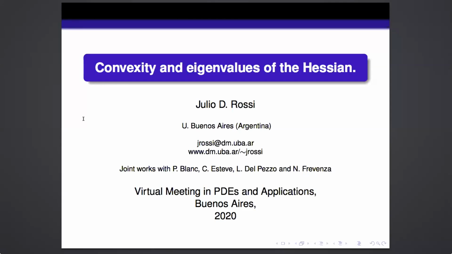The talk is about convex functions and convexity and the relation between convexity and eigenvalues of the Hessian, and is based on joint works with Pablo Blanc, who is now in Finland, Carlos Esteve, who is now at Autónoma in Madrid, and Leandro del Peso from Buenos Aires, and Nicolás Frevenza from Montevideo, Uruguay.